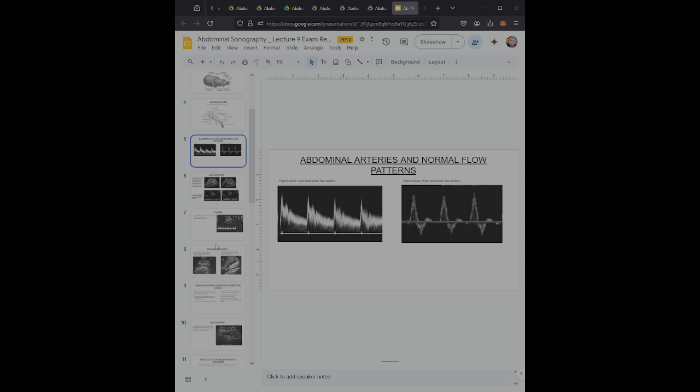So normal flow patterns of the abdominal arteries. The abdominal aorta suprarenally demonstrates a low resistance flow pattern, much like this, and infrarenally, this is below the kidney, demonstrates a high resistance flow. The celiac artery represents a low resistance flow, same with the common hepatic artery and the splenic artery. Now the common iliac artery has a high resistance flow, and the renal arteries have low resistance flow patterns.